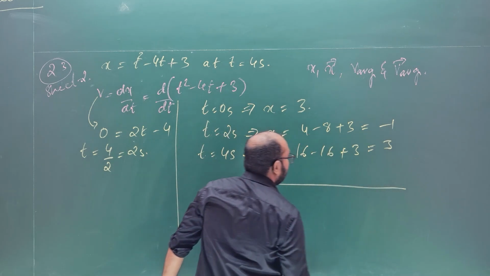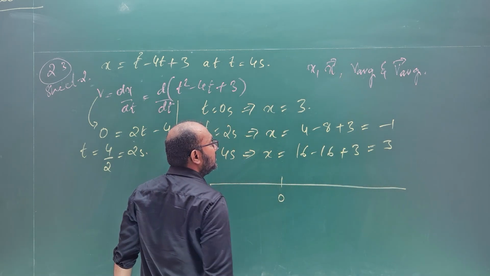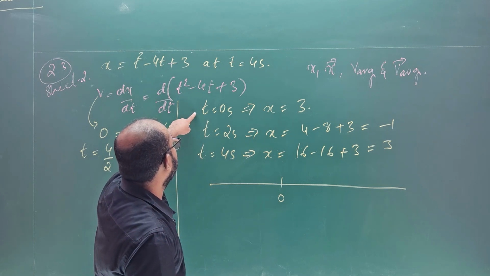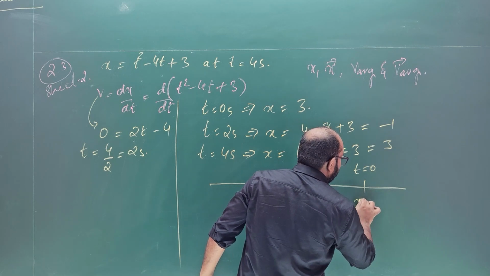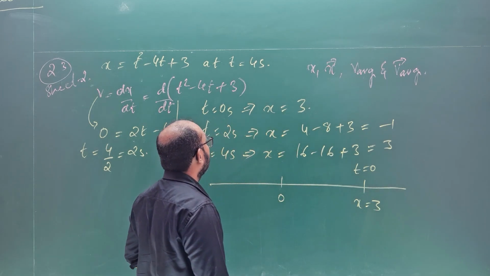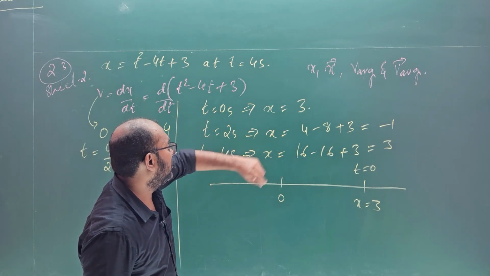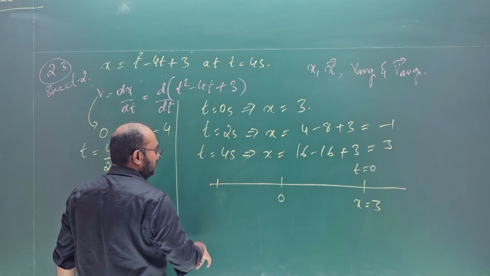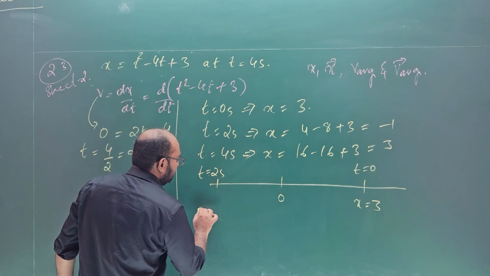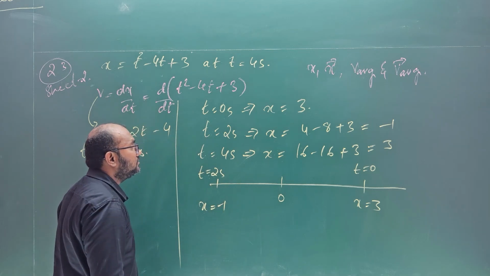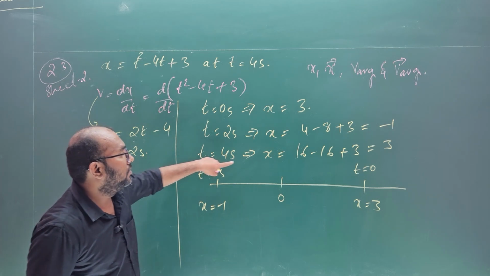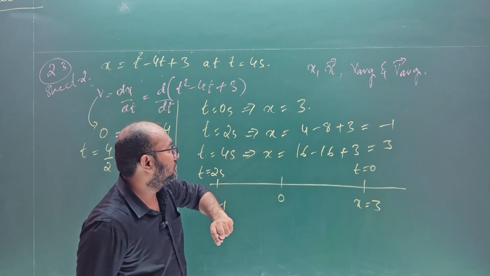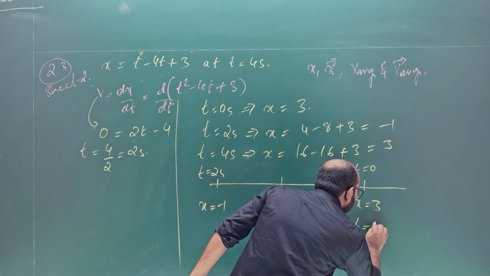Let's put this on the number line. Consider this as your 0. At t equal to 0, the body is at plus 3. That means t equal to 0, x equal to 3. At t equal to 2 seconds, the body is at minus 1. t equal to 2 seconds, x equal to minus 1. Then at t equal to 4, the body went back to 3. So at t equal to 4, the body is here.